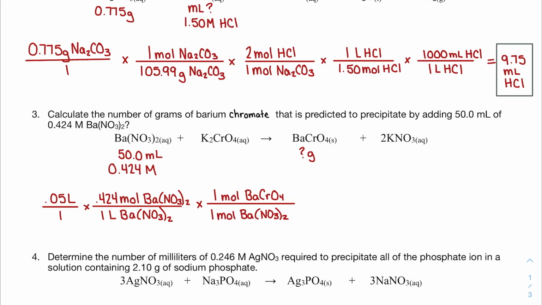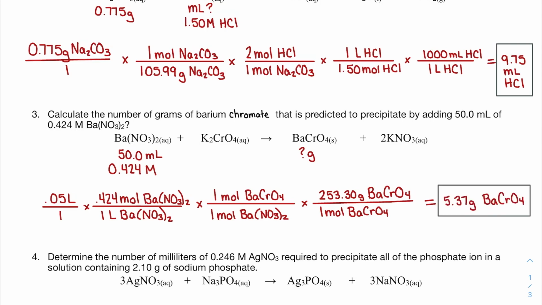Once I know moles of barium chromate, I can convert using the molar mass of barium chromate, which is calculated to be 253.30 grams. And at this point, all that's left to do is plug that into my calculator, which would be 0.05 times 0.424 times 253.30, and I get an answer of 5.37 grams of barium chromate.